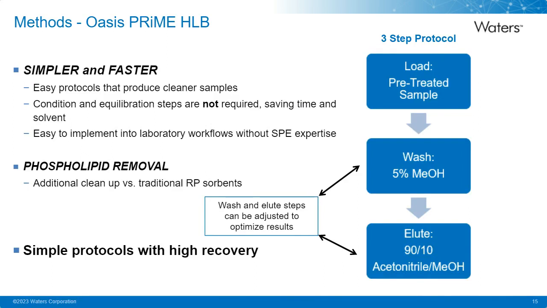When we look at Oasis Prime HLB, as I mentioned, it has an extra sorbent in there to help with phospholipid removal. Again, it's a very similar protocol to the other one. We load our pre-treated sample, wash with low organic, and then elute in high organic. In this case, the combination of 90% acetonitrile methanol is required to make sure those phospholipids stay behind and don't get into your sample. So that may sometimes be an issue with some of the more polar analytes. But again, a very simple protocol, and it's easy to adjust the wash and elute steps as well.